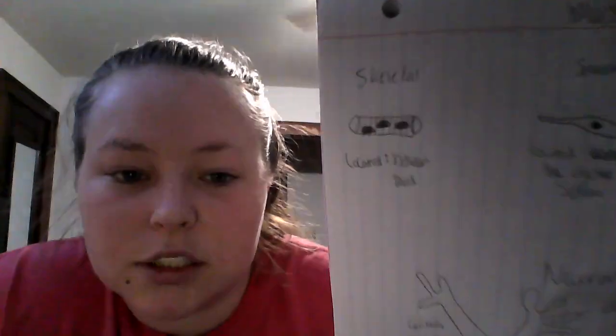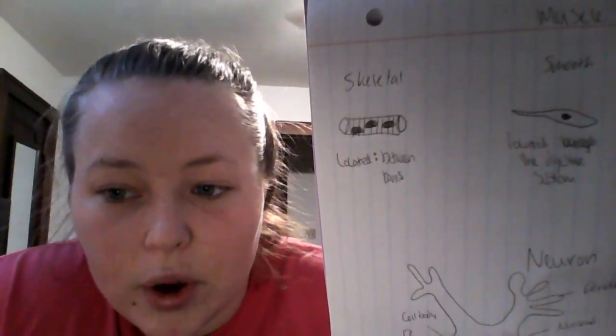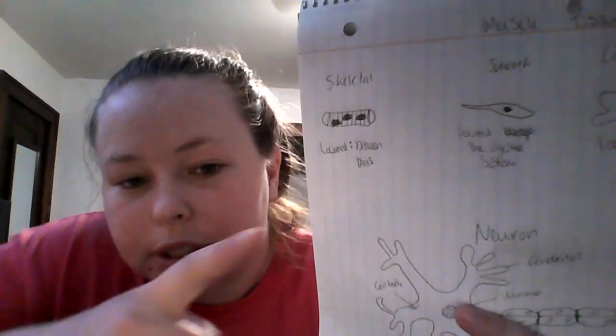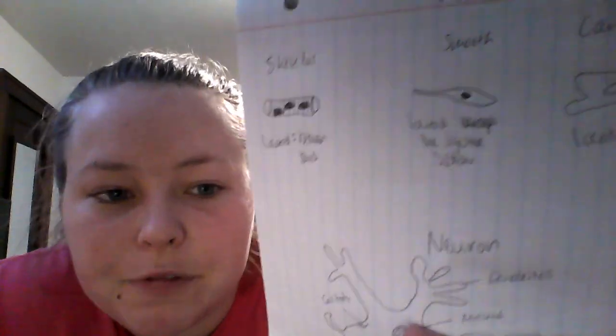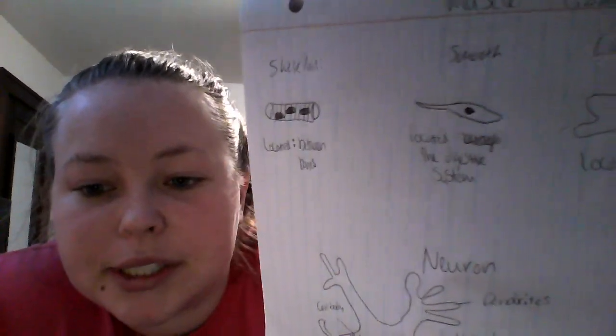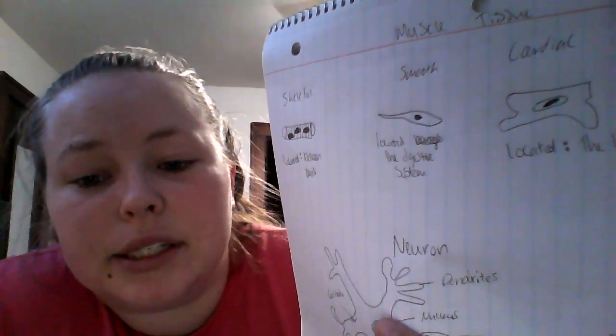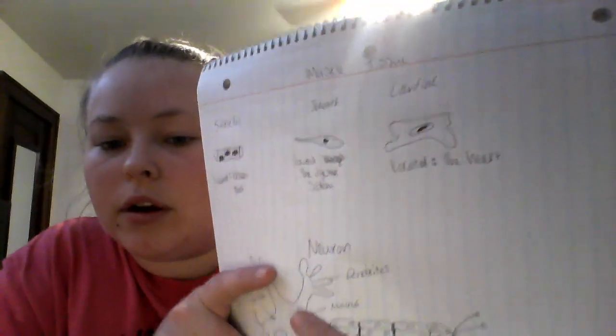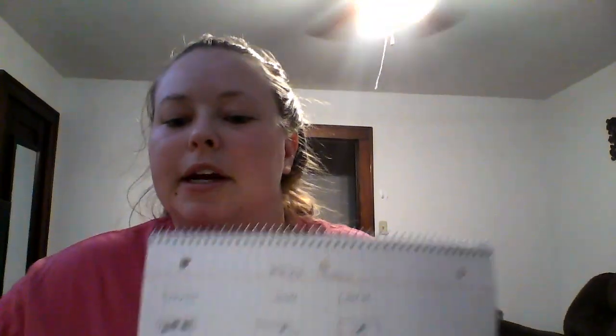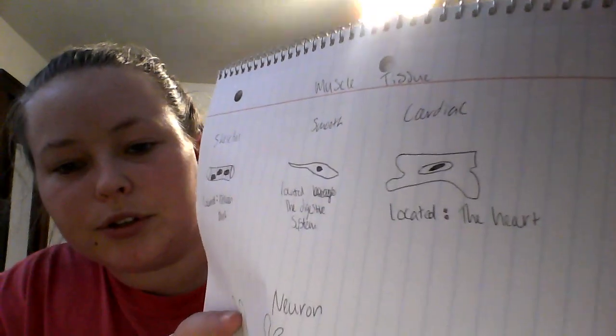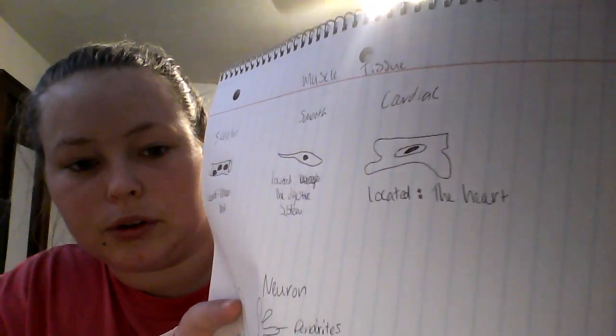For skeletal, it's voluntary, striated, not branched, and multinucleated, which you can see, the nuclei. And then for smooth, it's involuntary, intrinsically controlled, striated, branched, and single nucleated. And then for the cardiac, it's involuntary, intrinsically controlled, striated, branched, and single nucleated.